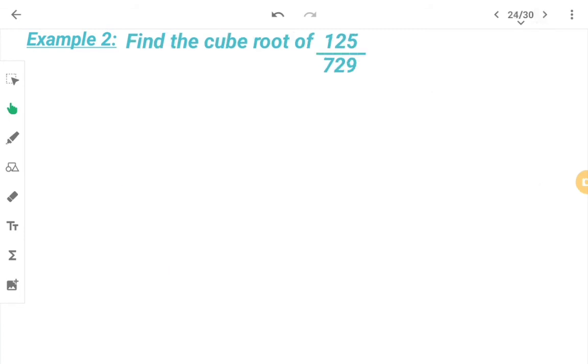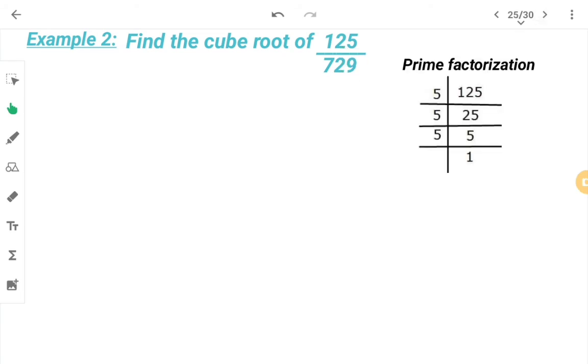And now we are going to find the cube root of a rational number, that is, in the form of a by b. So 125 by 729. When they are in a fraction or in a division, you can split the root, right? So first I am going to find the prime factorization of 125. You all know how to do the prime factorization, right? 5 into 25 is 125, 5 into 5 is 25. So 125 can be written as 5 into 5 into 5.